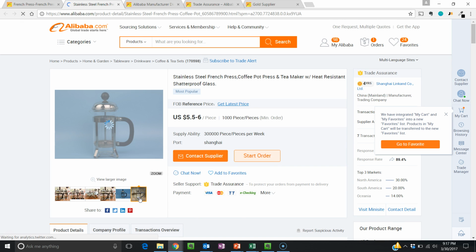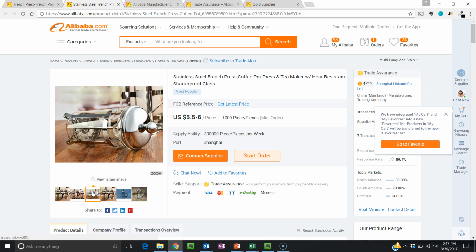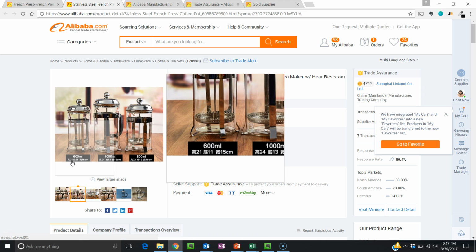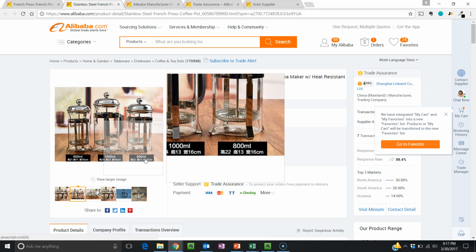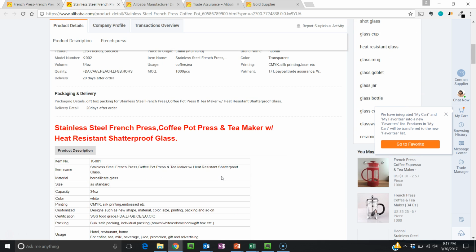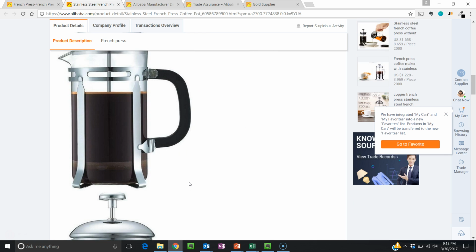Sometimes you'll find the pictures look a little different. Like you can see there's different styles. So they have different styles, and they might send you the different types. Oh, they've got here different sizes. You can see that. And sometimes they'll tell you a little bit more about their company.